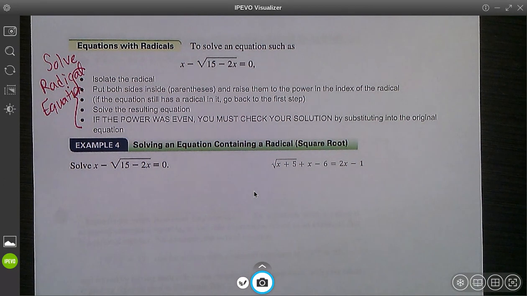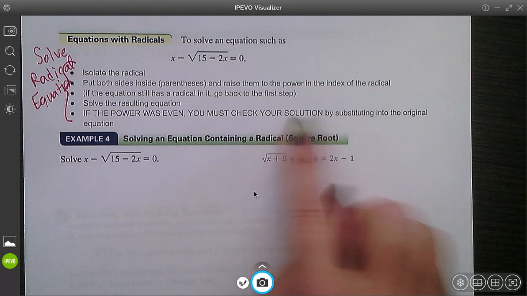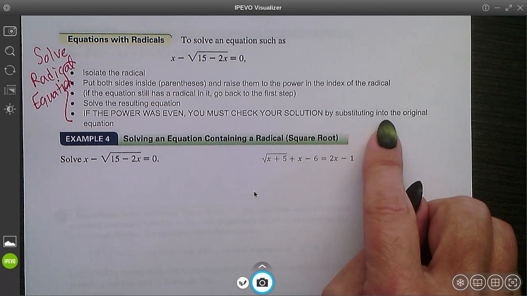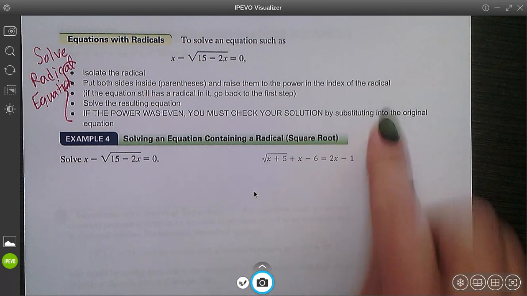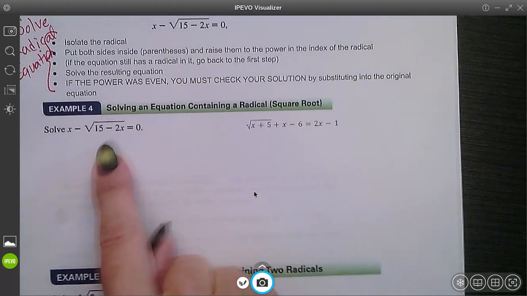Here's an important step. If the power was even, you have to check your solution by substituting into the original equation. If the power was odd that you raised it to, like you cubed both sides, then you're good and you don't need to go back and check it unless you want to make sure that your answer is right. But if you squared both sides, you have to do that. So let's go ahead and solve that equation.